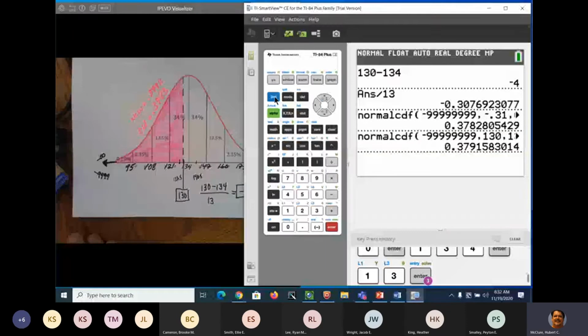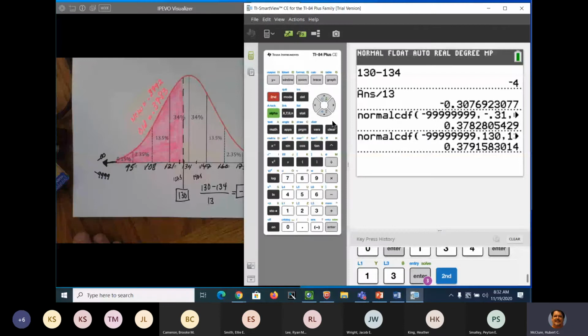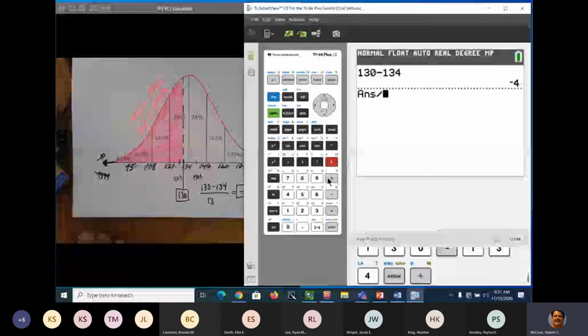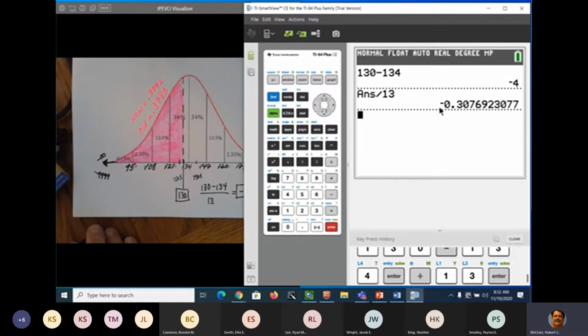Second, let's recalculate that. 130 minus 134 divided by 13. And instead of writing this down and rounding it, I'm going to stow it. That's where you get the word stow. I'm going to stow it.